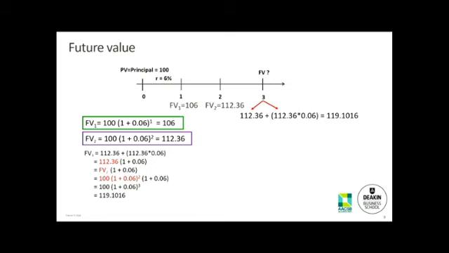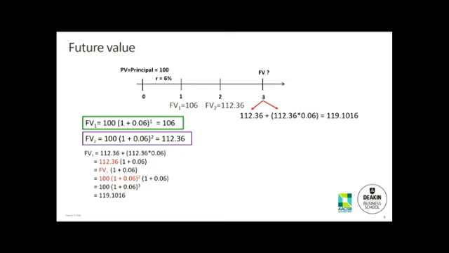It's not hard, right? So future value of year 1 is equal to 100 times 1 plus interest rate. Future value of year 2 should equal to future value of year 1 times 1 plus interest rate, which equal to present value times 1 plus interest rate times 1 plus interest rate, which equals to present value times 1 plus interest rate to the power of 2.